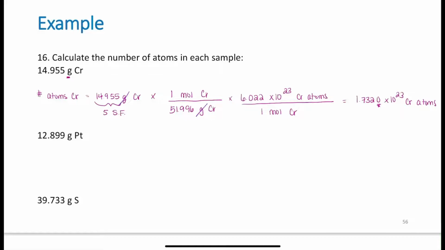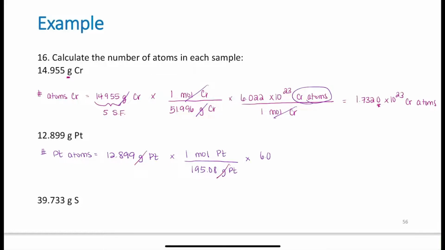Okay, how about number of platinum atoms? If I have 12.899 grams of platinum, how many platinum atoms does that contain? When I look at the periodic table, 1 mole of platinum equals 195.08 grams of platinum. Platinum is one of our heavier metals. It's also quite expensive. Now that I'm in moles, so again, this cancels my grams. I forgot to specify earlier, this cancels my moles, gives me atoms. Now I've canceled my grams.